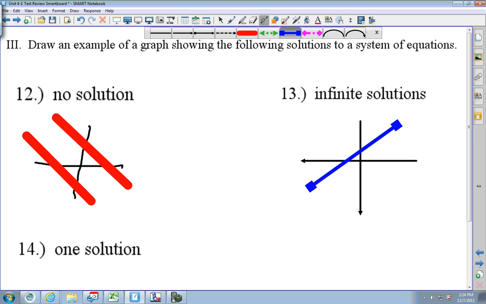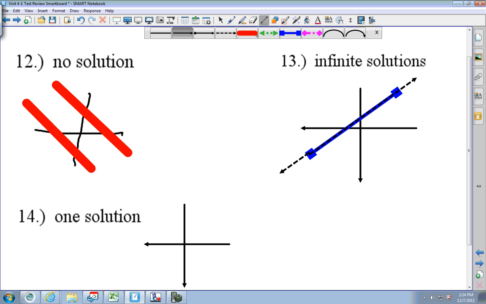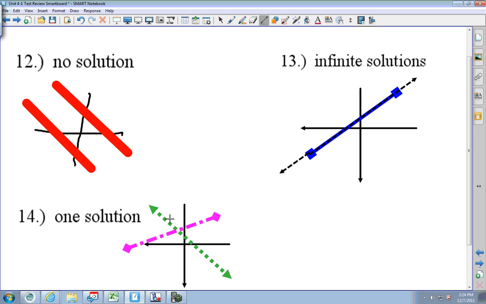Let's see if I can somehow figure out how to put a line on top of that. Can you see that? It'd be like if I graph those two lines right there on top of each other. And if there was one solution, I'd have one line, I'd have another line, and they would intersect. And the solution would be where the two lines intersect, which would be right there in this example.